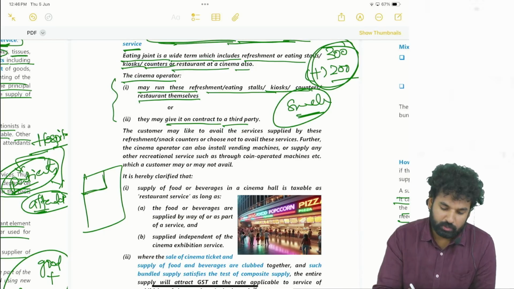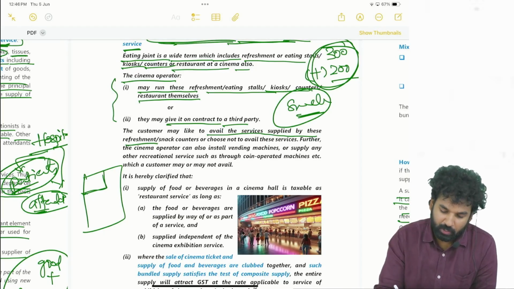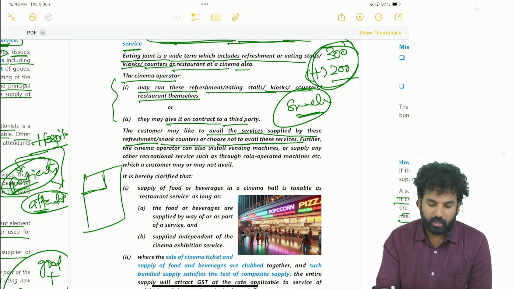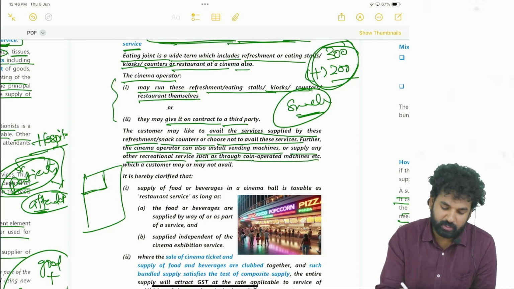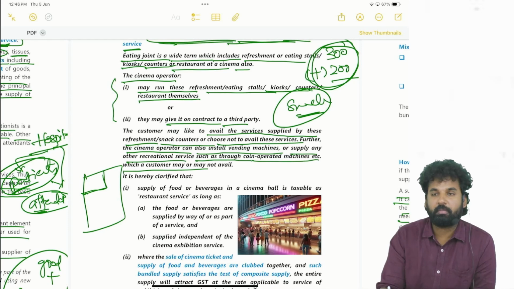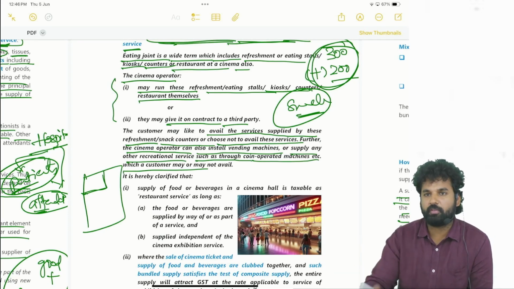The customer may like to avail the services supplied by these refreshment or snack counters, or choose not to avail these services. Further, the cinema operator can also install vending machines or supply other recreational services such as coin-operated machines, which a customer may or may not avail. So that is at the option of the customer.